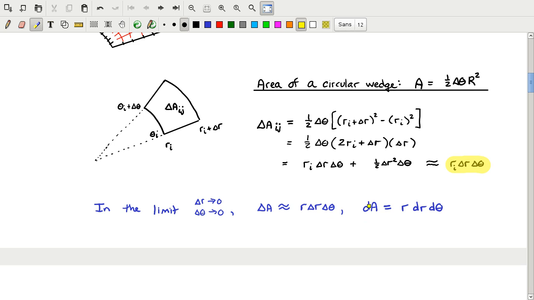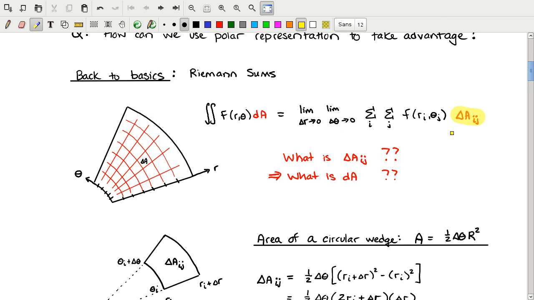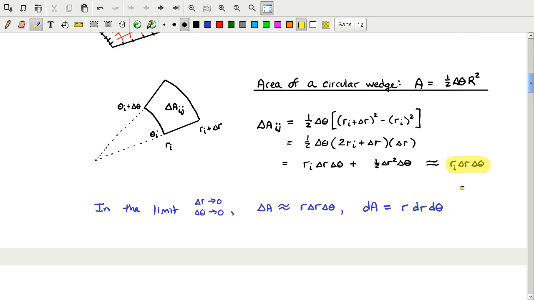And so in that limit, we can replace the notation delta A with dA, and we find that dA is r dr d theta, which is something that you may have heard of before. But this is where this formula comes from. It comes from having to calculate inside the Riemann sum the quantity delta A. What is the area of a little square when I slice my domain up into pieces? And the area of such a little square, if it is sufficiently small, approaches r delta r delta theta, or r dr d theta when we switch to integral notation.